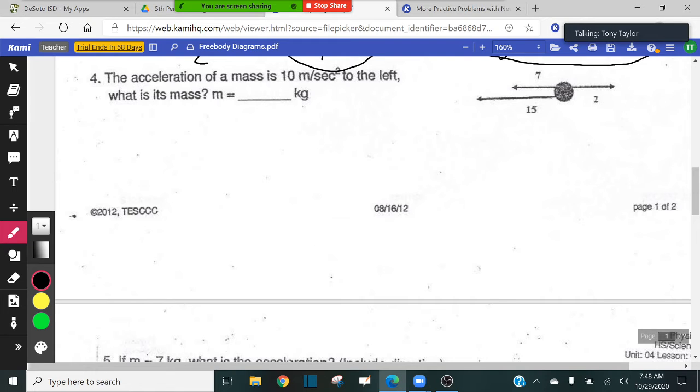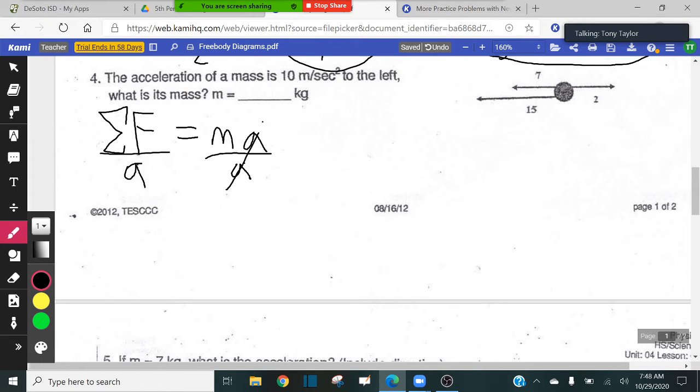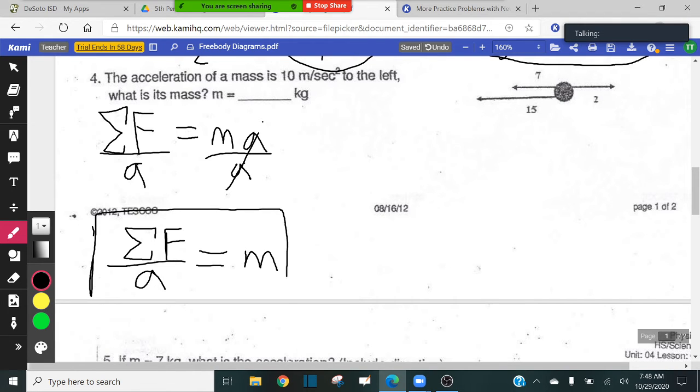So remember, Newton's second law says that the sum of our forces is equal to mass times acceleration. In order to solve this equation for mass, basically I have to divide by A, and that goes away. Whatever I do to one side, I have to do to the other, so that I'm just left with the sum of my forces divided by my acceleration is equal to my object's mass. Okay, so that's the equation we're going to use for number 4.